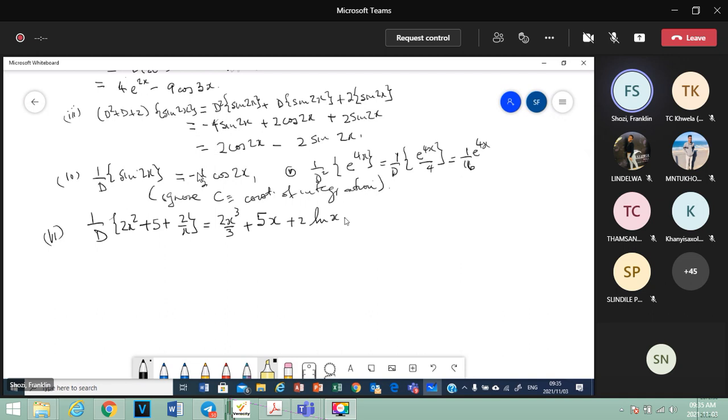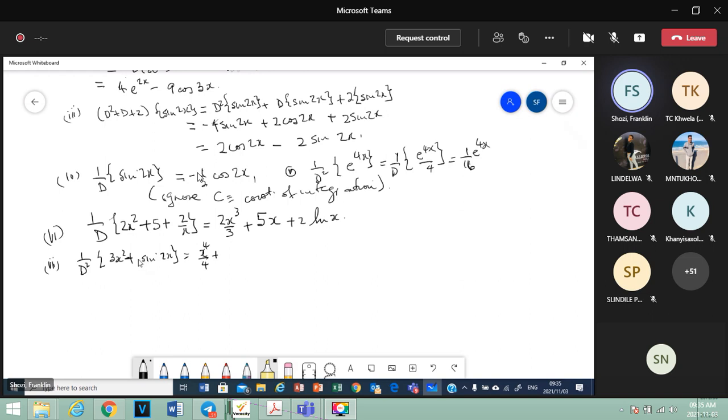What about the next one? The next one says we integrate, I think it's number 7, 1 over d squared on 3x squared plus sine 2x. What does that mean? It tells us we integrate it twice. Let's do it by inspection. For the first one, the integral of 3x squared is 3x cubed over 3, which is x cubed. Once more, it is x to the power 4 over 4, plus the integral of sine 2x twice.